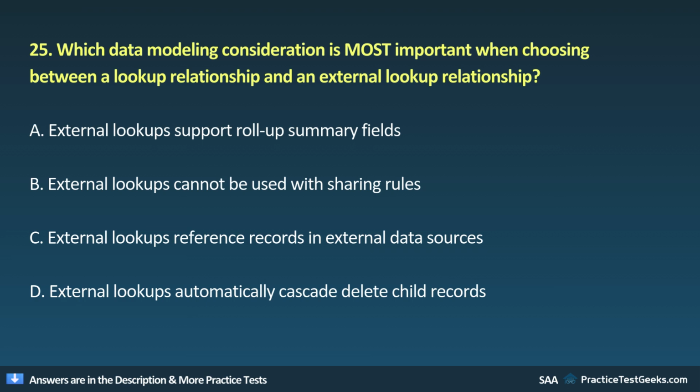25. Which data modeling consideration is most important when choosing between a lookup relationship and an external lookup relationship? A. External lookups support roll-up summary fields. B. External lookups cannot be used with sharing rules. C. External lookups reference records in external data sources. D. External lookups automatically cascade delete child records.